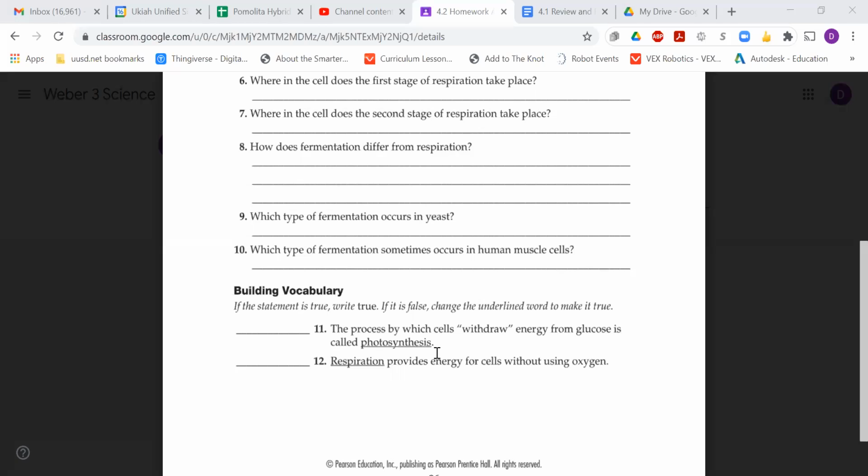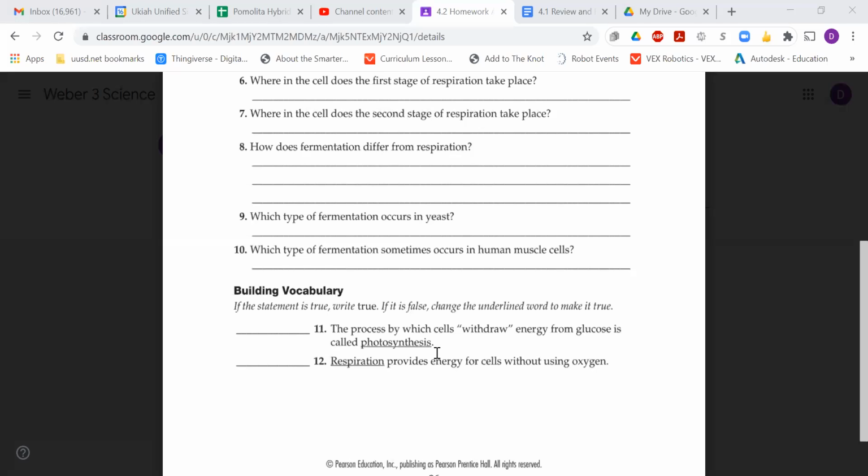All right, 11 and 12 are true or false. You can put a T or an F. That is acceptable, or if you want to write it out, you can too. So 11 says, the process by which cells withdraw energy from glucose is called photosynthesis. True or false? Think about this. We're talking about withdraw. We're using energy. We're not creating a storage of it. So Willow says F for false. You are correct. F is correct. Luke says it too. Excellent.